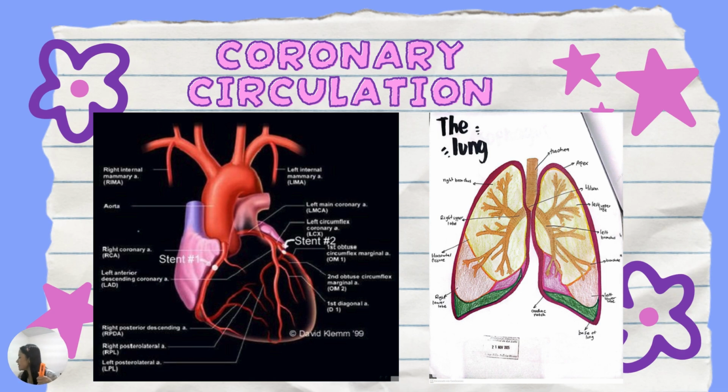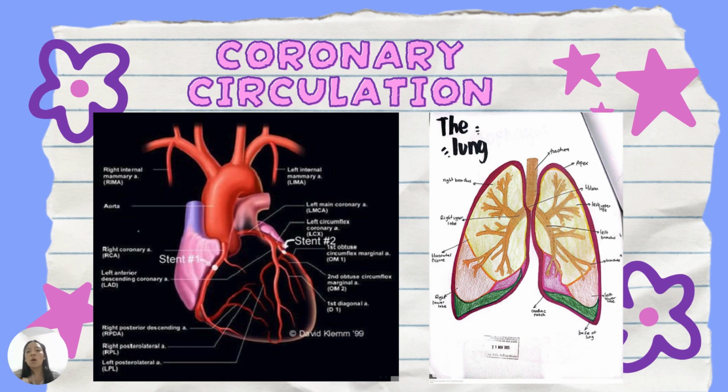Our heart is like this. This is our heart, and this is how it is supplied. The right coronary artery travels around the coronary sulcus, and in most people gives rise to the posterior descending artery, which determines the coronary dominance. The venous blood drains into the coronary sinus, which empties directly into the right atrium.